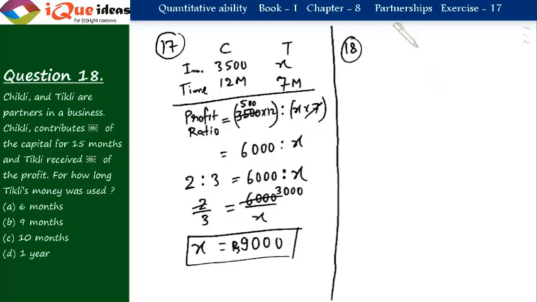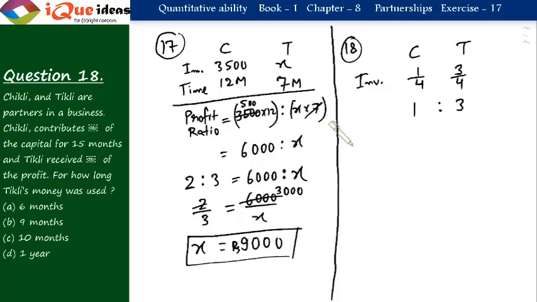Now let's see. So again, two people, Chikli and Tikli. Their investments, how are the investments done? Chikli has invested 1/4 of the capital. That means Tikli must have invested the remaining. Now what is the remaining? If you take out 1/4, you will remain with 3/4. So the ratio of investment is 1:3. That is the ratio of investment.